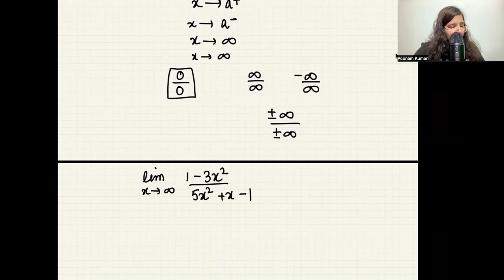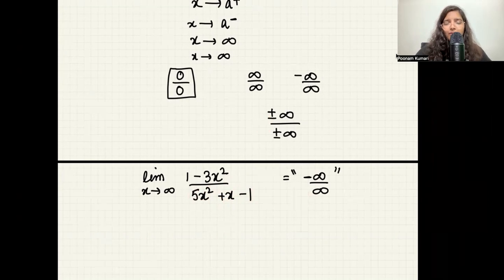Okay. So when you try to put infinite here, infinite square is infinite, negative of an infinite square is negative infinity. Okay. You see, 5 times infinite square is infinite, plus infinite is infinite, minus 1 is also infinite. So it's a negative infinity by infinity form, right? It's a negative infinity by infinity form. So this is a perfect case wherein we can apply L'Hopital's rule. Okay. So in such situation also you can apply L'Hopital's rule.